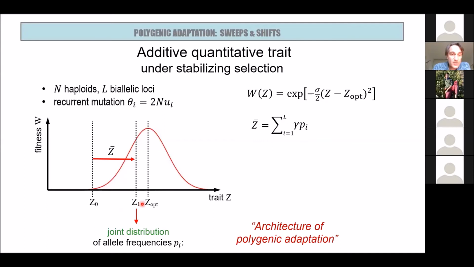So at this position, to assess how this has been done, we will consider what's called the joint distribution of allele frequencies pi at this point. This way we see which loci have contributed, and we will do this over very many replicates, and this way get an idea of, for example, whether typically only few loci contribute or whether many loci contribute. And this is also what we call the architecture of polygenic adaptation.